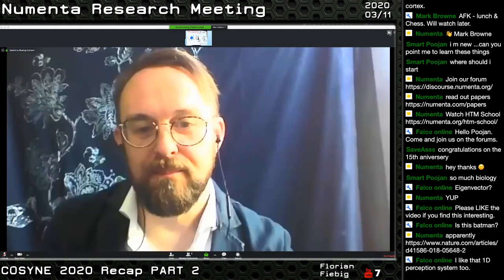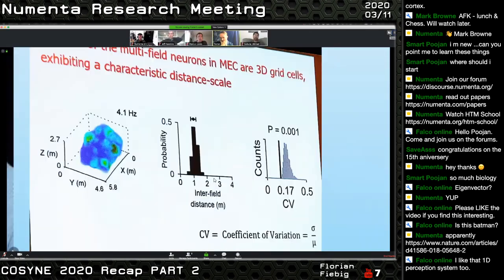Right. So they looked at these fields and they concluded these are not columns. There's no elongation. They're reasonably circular fields.